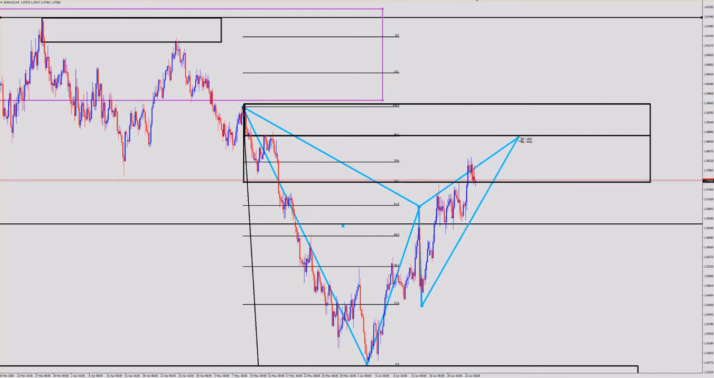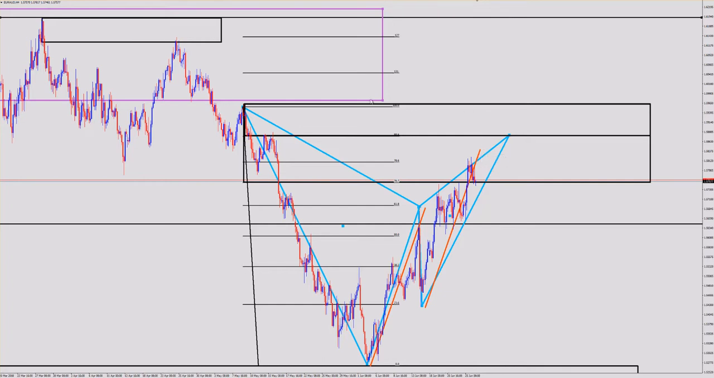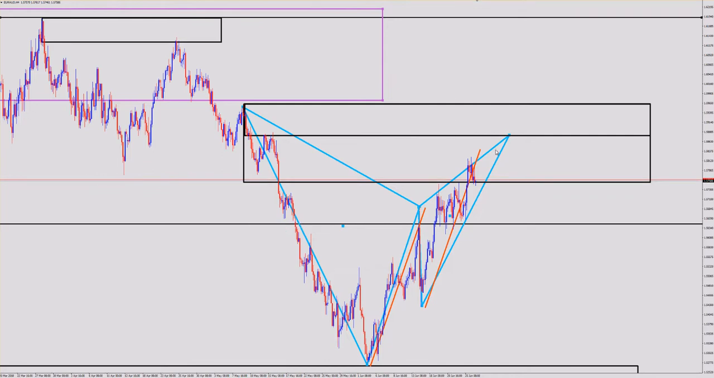Okay, so there's something else happening as well. Remember, we talked about this coming to a 618 right here. So we get a pullback, and we have a potential AB equals CD pattern that comes right into this zone here. So there are lots of reasons for this area to be a nice sell zone where we're going to expect some behavior to take place. And so there is room to the top, even though we've come down, there's much more room to the upside for us. So we're going to keep an eye on that.